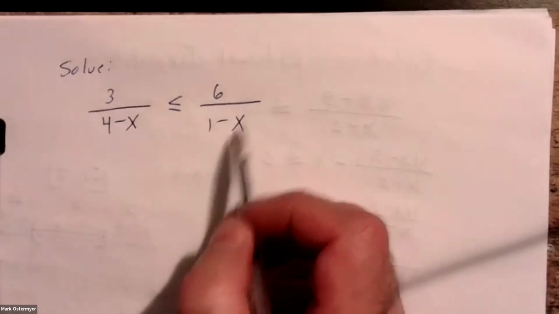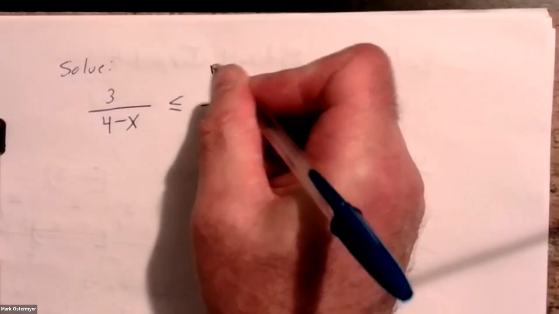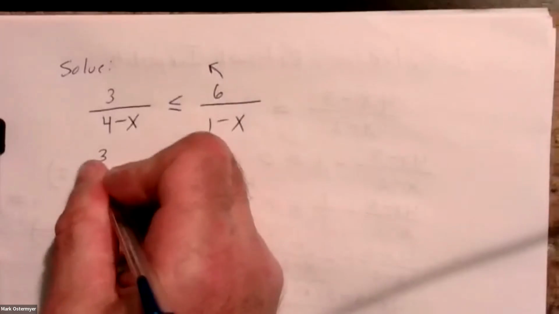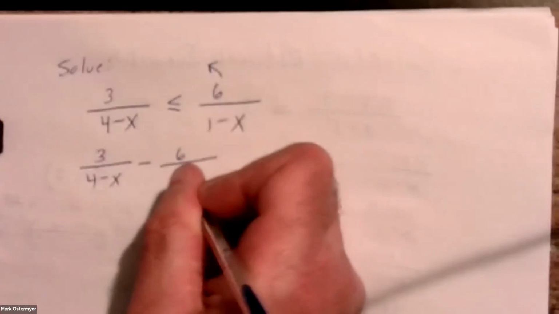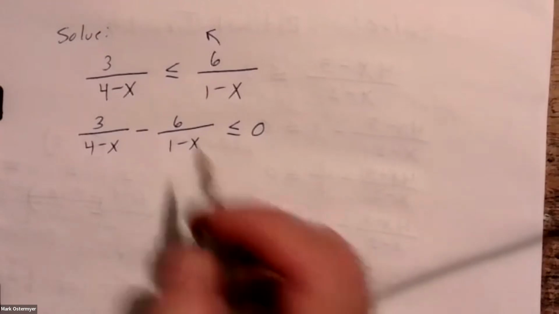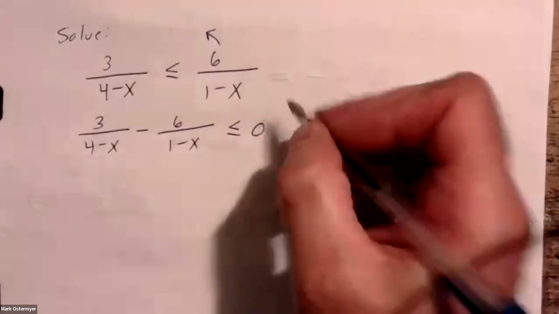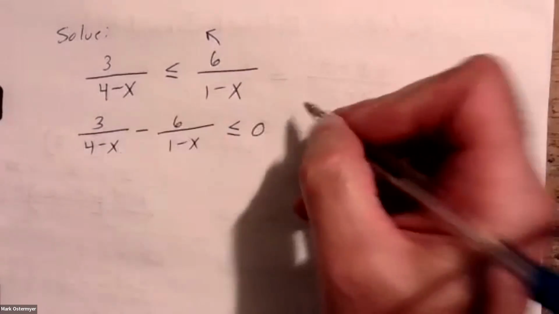First thing I got to do is zero this thing out. So I'm going to drag this whole rational expression over to the left side by subtracting it from both sides. So I minus off 6 over 1 minus x. And now we have 0 on one side. Now I got to get a common denominator so I can combine these into one fraction.